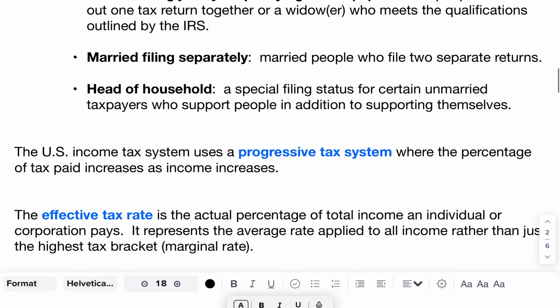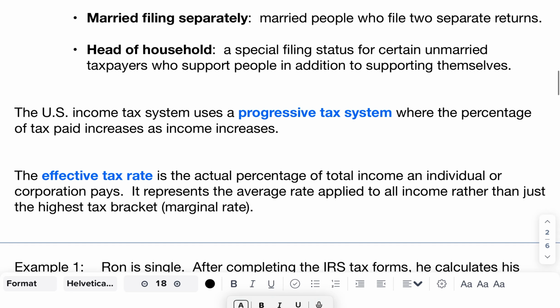Now, one thing that a lot of people misunderstand is that when we talk about taxes, everyone thinks, well, if you make a certain income level, then you're going to be taxed at a particular rate. That is somewhat true, but not exactly accurate. That is because the income tax system in the United States uses what's called a progressive tax system, where the percentage of tax paid increases as income increases.